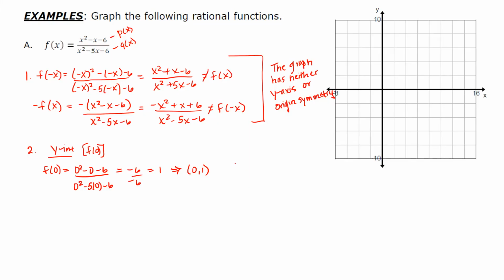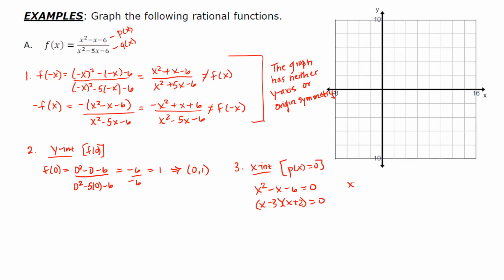Step 3, we'll find the x-intercepts. To find the x-intercepts, we're going to set p of x equal to 0, and p of x is our numerator. So x squared minus x minus 6 equals 0. We'll put this in factored form. So that would be x minus 3 and x plus 2.